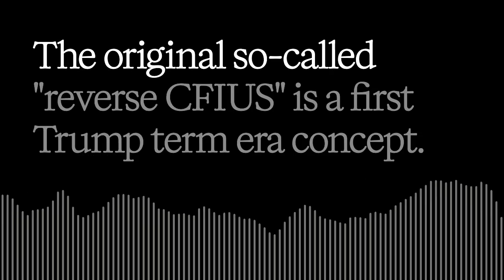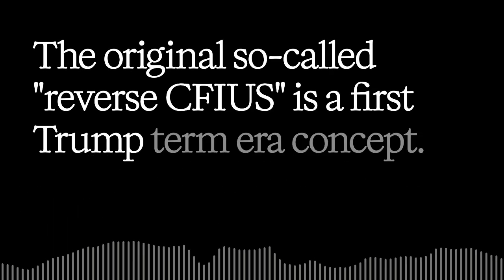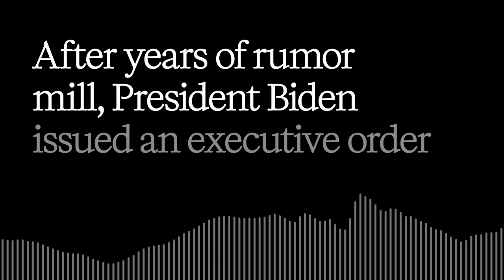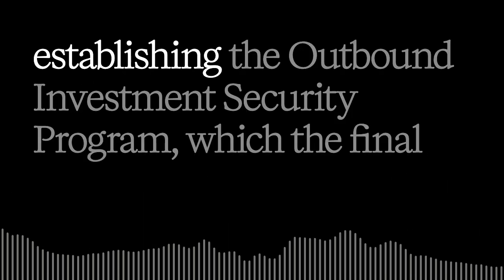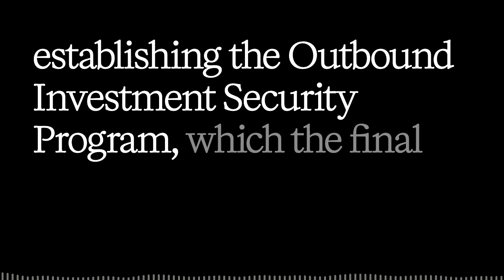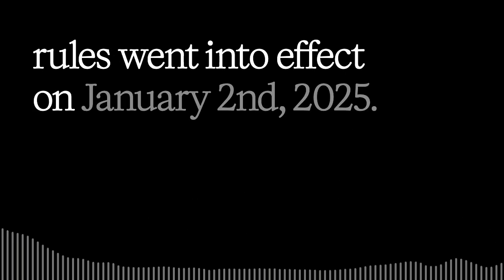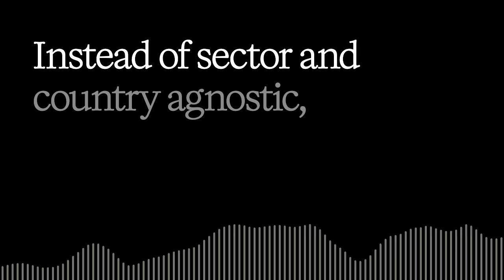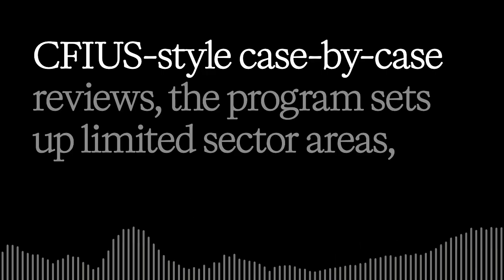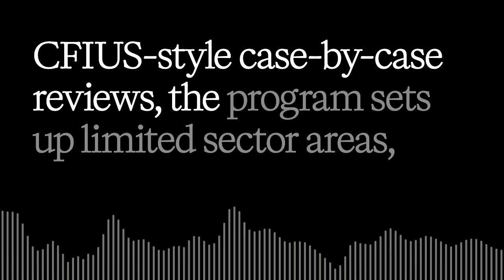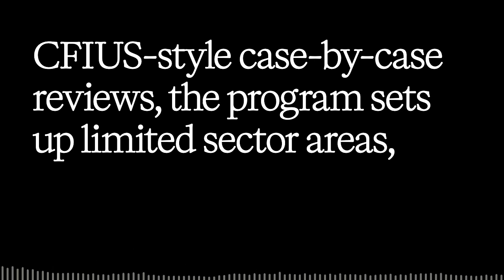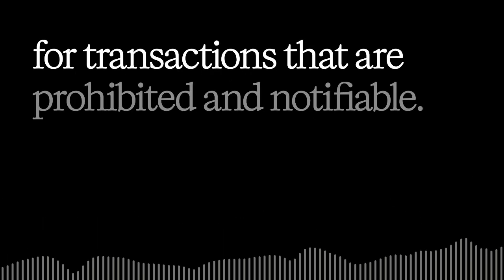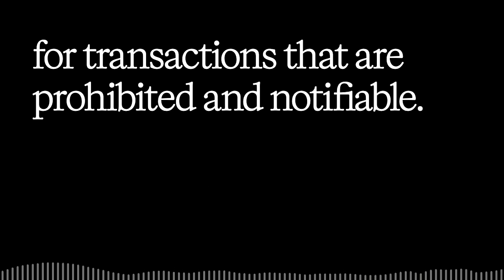The original so-called reverse CFIUS is a first Trump term era concept. After years of rumor mill, President Biden issued an executive order establishing the Outbound Investment Security Program, which the final rules went into effect on January 2nd, 2025. Instead of sector and country agnostic CFIUS-style case-by-case reviews, the program sets up limited sector areas, targeted countries of concern, with categories for transactions that are prohibited and notifiable.